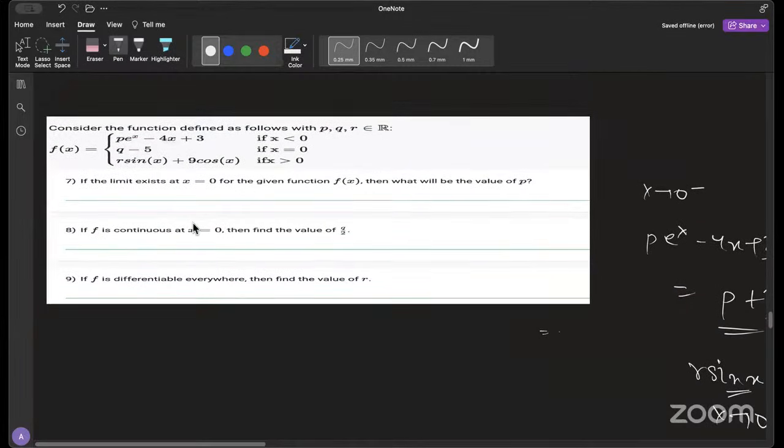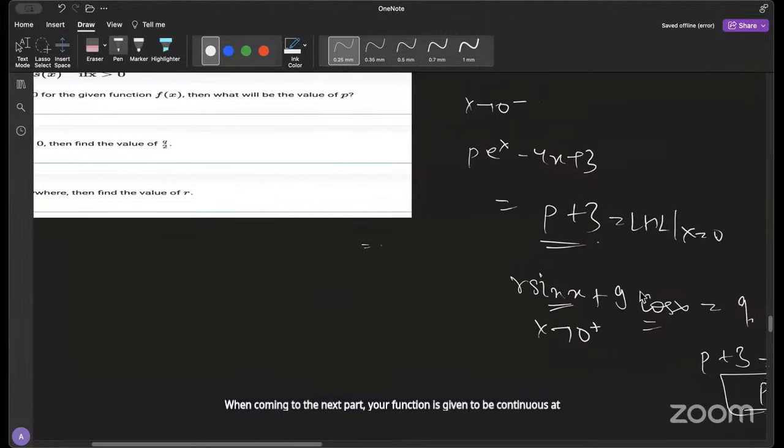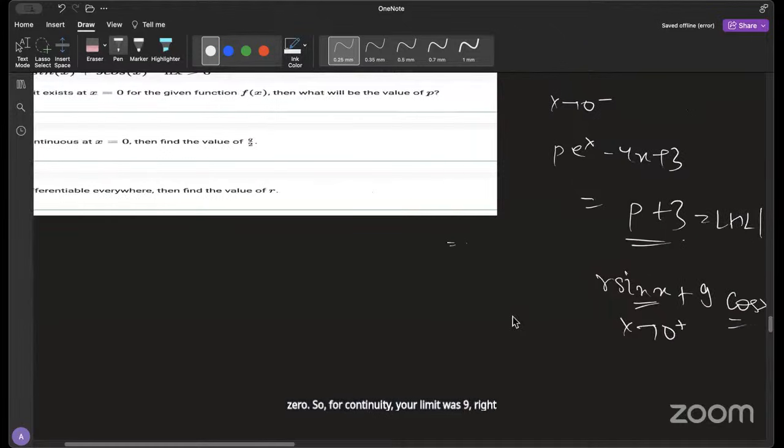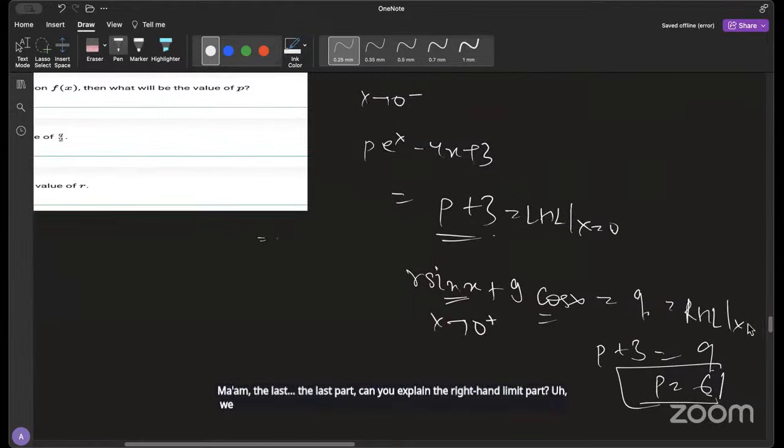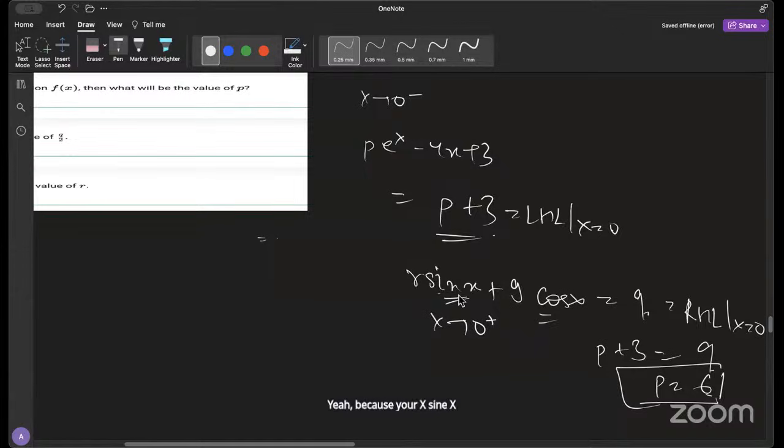Then coming to the next part, your function is given to be continuous at 0. So for continuity, your limit was 9, right? Ma'am, the last part, can you explain the right hand limit part? We put 0 in that. So we got 9. Yeah, 9, because x sin x when x tends to 0 is 0, cos x when x tends to 0 is 1.